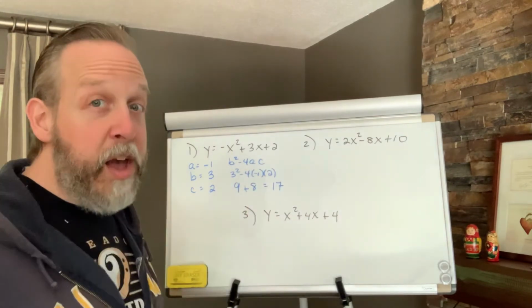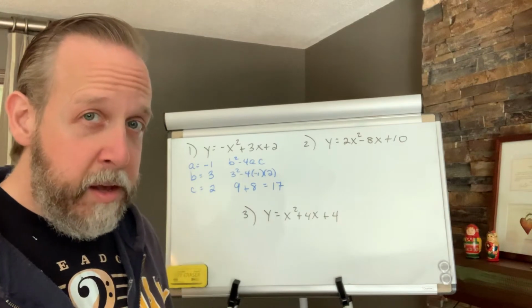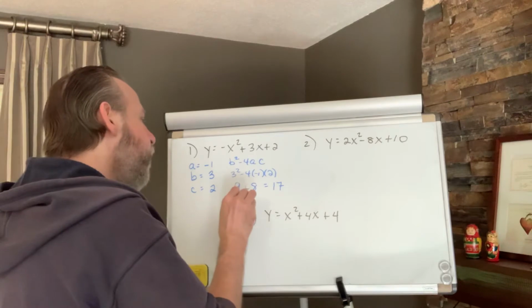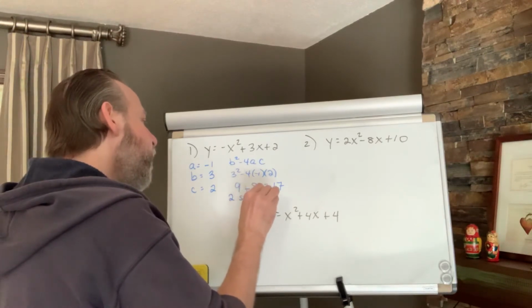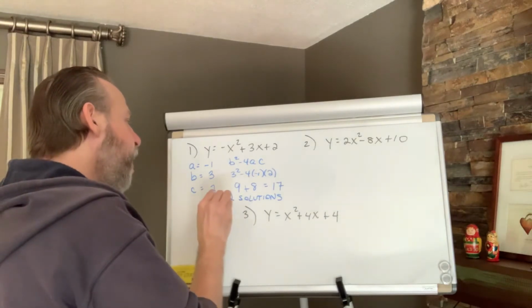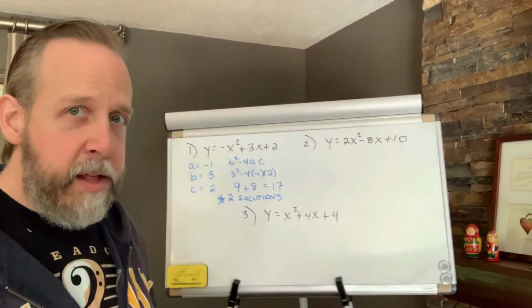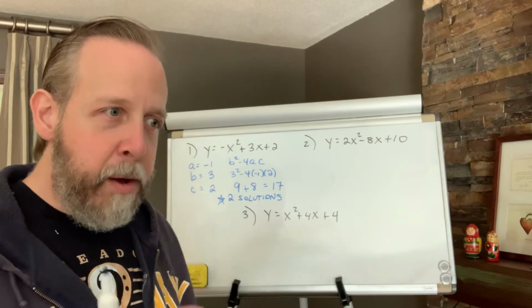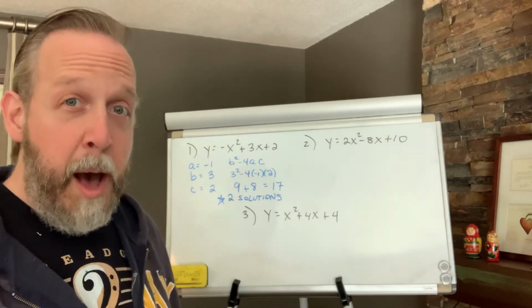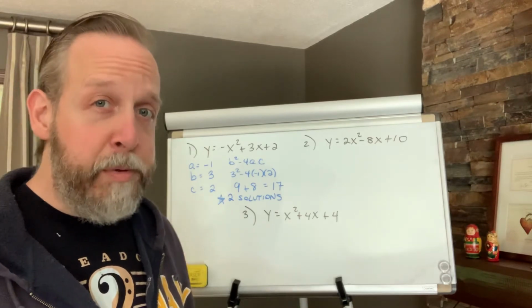So the question is, how many solutions will there be? 17 is a positive number. So the answer I'm looking for is that there are two solutions. Remember, when you're using the discriminant to figure out how many solutions there will be, the answer I'm looking for is not the number that the discriminant is, it's what the number tells you. A positive discriminant tells you that there will be two solutions.